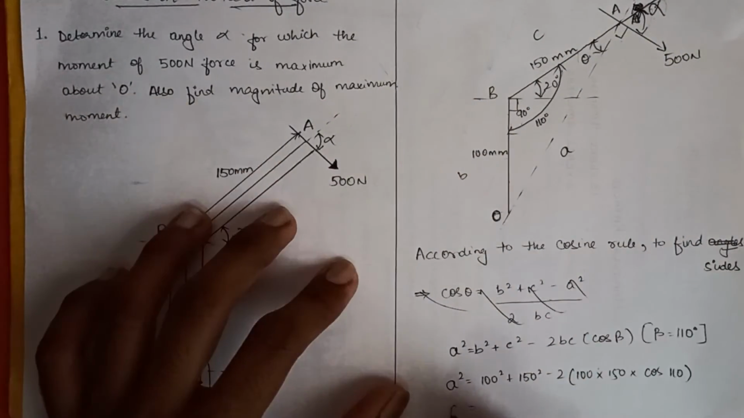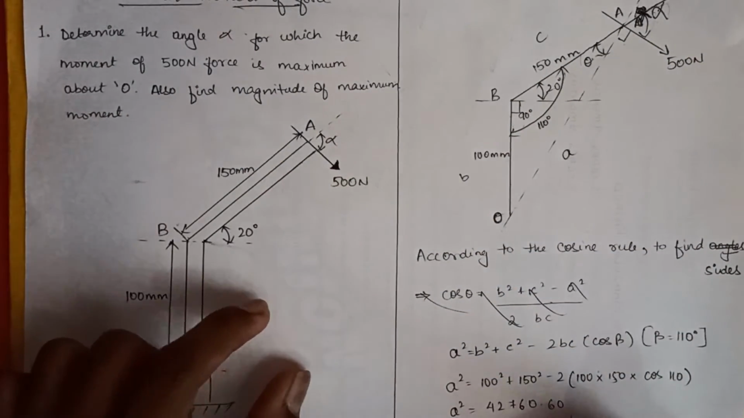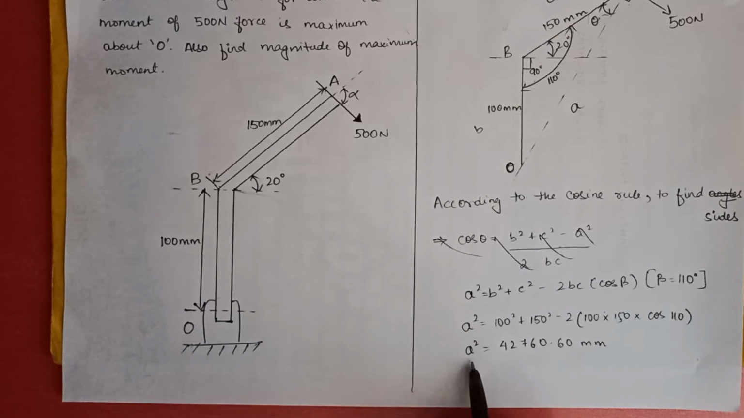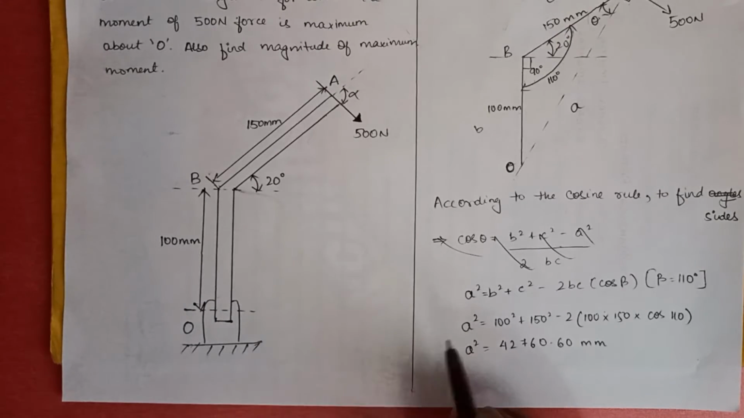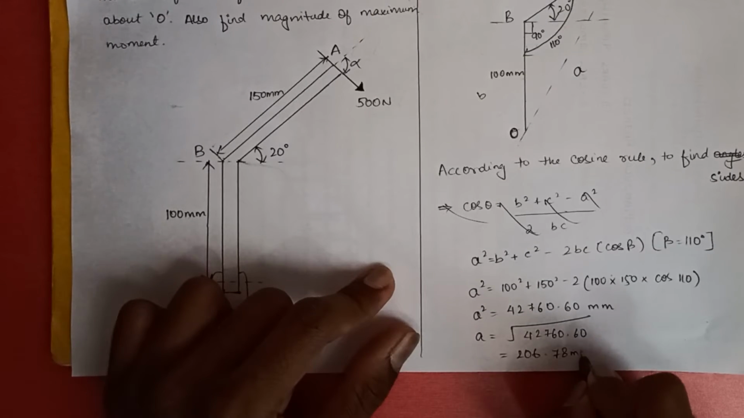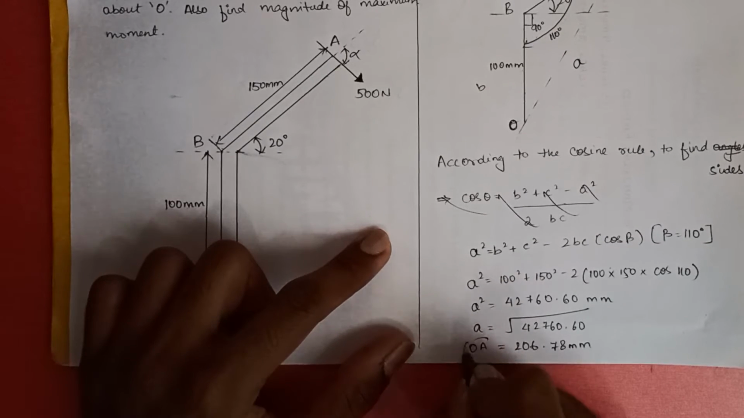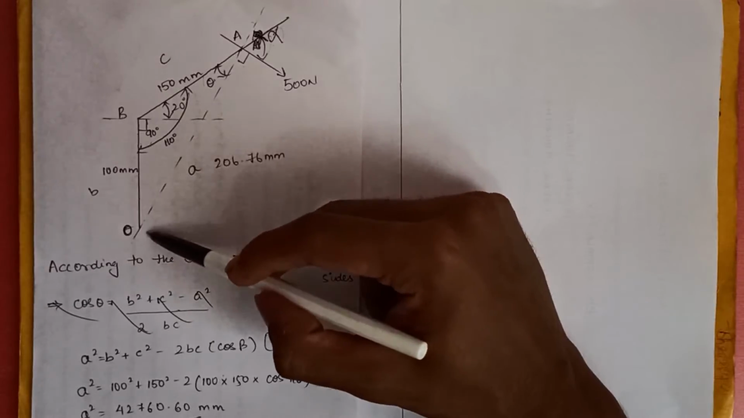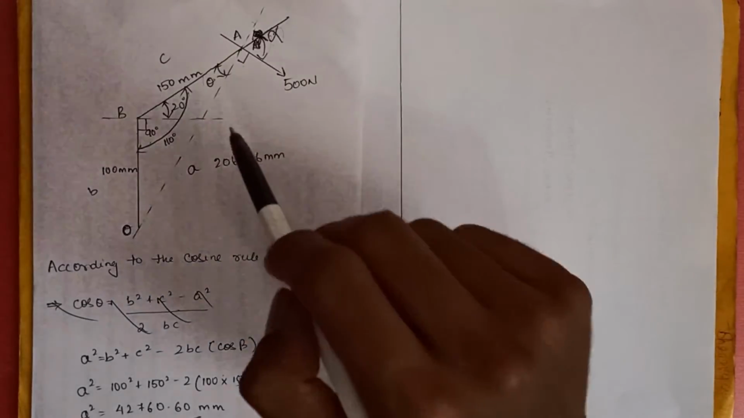Solving this, we get a square is equal to 42760.60 mm square. Remember that there's a square over here. Most of you might forget taking the root. Therefore, A is equal to 206.78 mm. OA equals 206.78 mm. We have now found the distance OA, that is 206.76 mm.